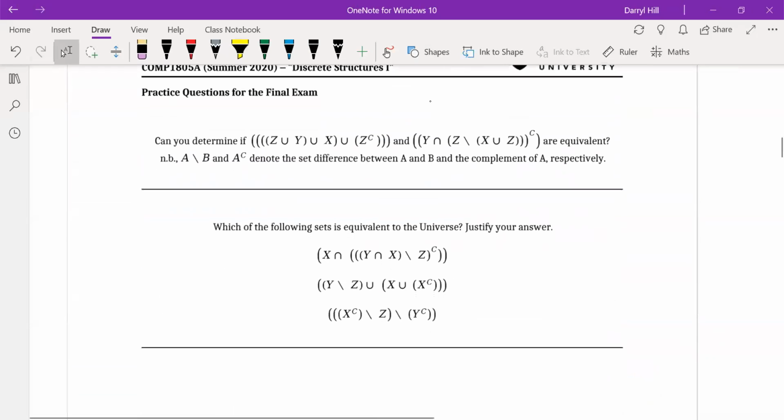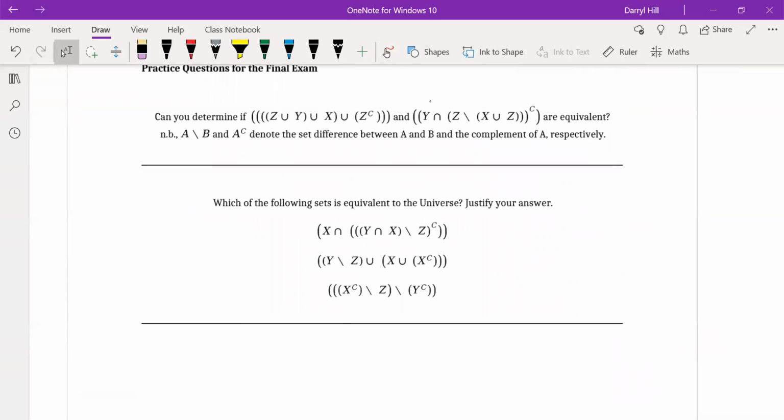And then set notation. So you're going to see a slightly different notation. So for set difference, we're going to use this backslash, and complement is going to be raised to the C. So they mean essentially the same things as, set difference is A minus B, and if I did complement, that's equal to that.